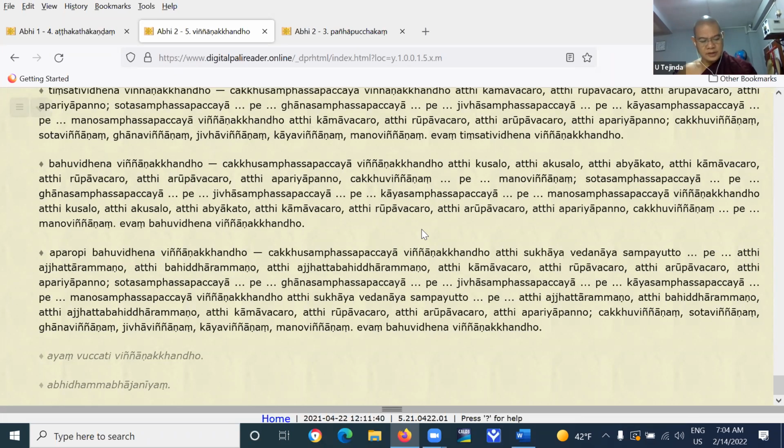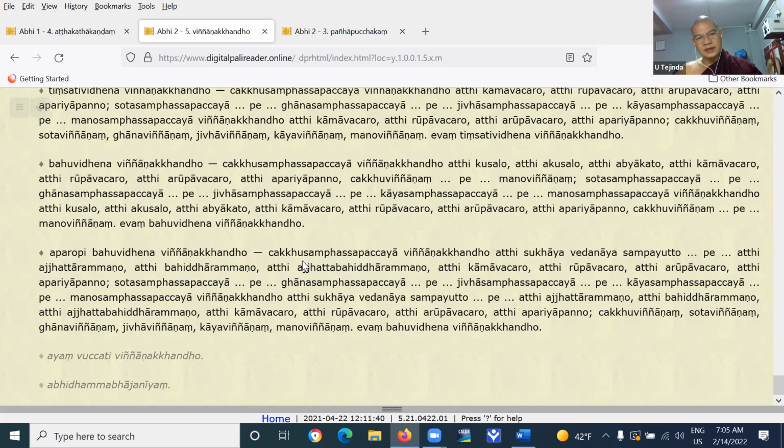We have almost done the Vijnana Khanda. Chakku Samphassa Paccaya Vijnana Khando. So Bahuvidha, the last one. Aparopi Bahuvidhena Vijnana Khando. So we need to do one here, the last dukkha. Sorry, the last dukkha.